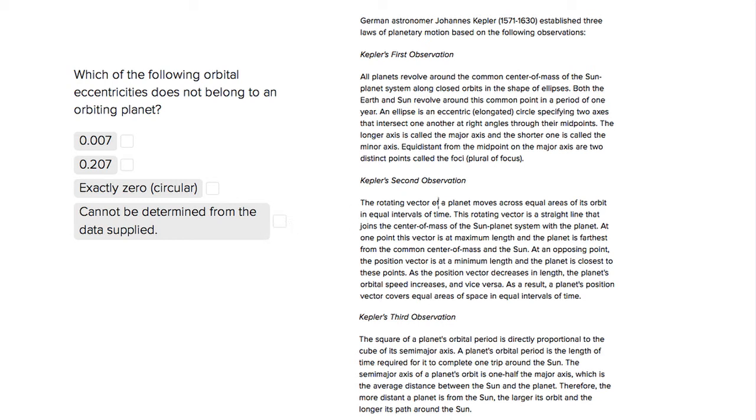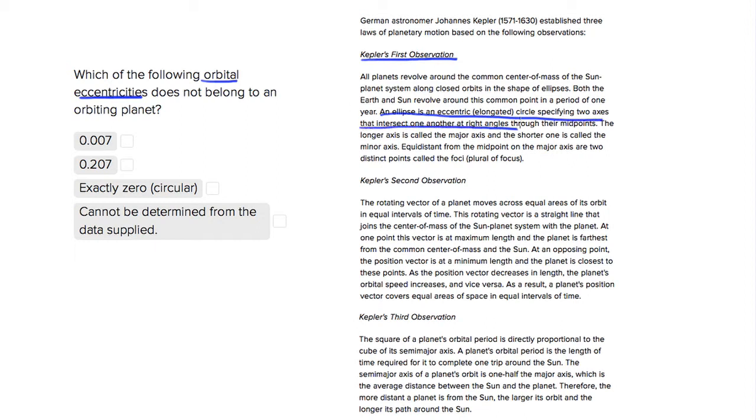The question asks which of the following orbital eccentricities does not belong to an orbiting planet. That's a really interesting phrasing. So we saw in Kepler's first observation that an ellipse is an eccentric, elongated circle. The ellipse is the shape that the planets make when they're revolving around the sun. So we see that the ellipse is an eccentric, elongated circle, specifying two axes that intersect one another at right angles.